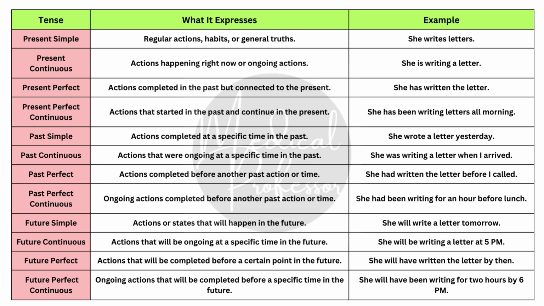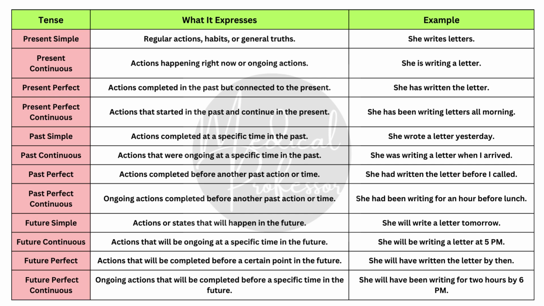Past perfect continuous expresses ongoing actions completed before another past action or time. For example, she had been writing for an hour before lunch. Future simple expresses actions or states that will happen in the future. For example, she will write a letter tomorrow. Future continuous expresses actions that will be ongoing at a specific time in the future. For example, she will be writing a letter at 5 p.m.